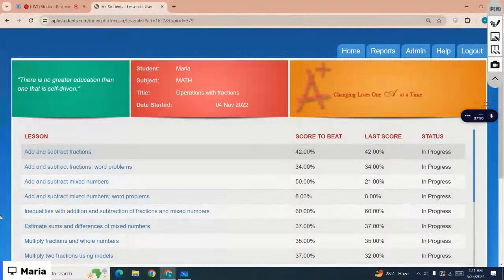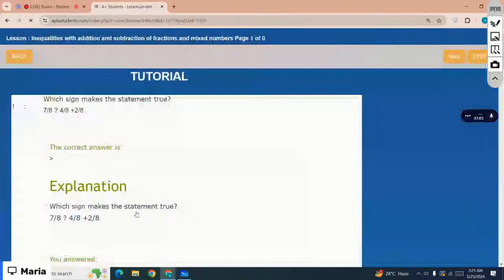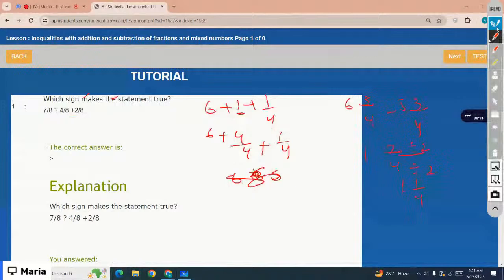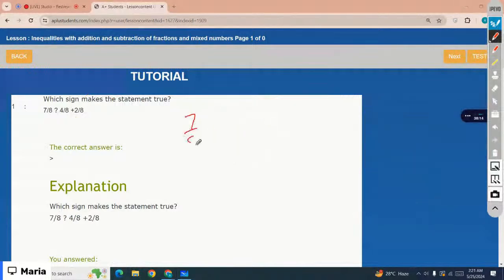The next lesson is inequalities with addition and subtraction of fractions and mixed numbers. So let's just see which sign makes the statement true. You have 7 over 8. On the other side, you have 4 by 8 plus 2 by 8. So you have to solve the other side. 7 over 8, you have to compare it to 4 plus 2 is 6 over 8. They have like denominators, so simply compare their numerators. 7 is greater than 6. So that means 7 over 8 is greater than 6 over 8. The correct option is 7 over 8 is greater than 6 by 8. Got it?